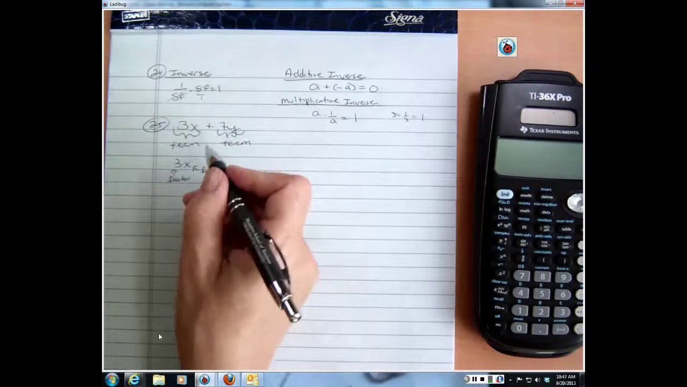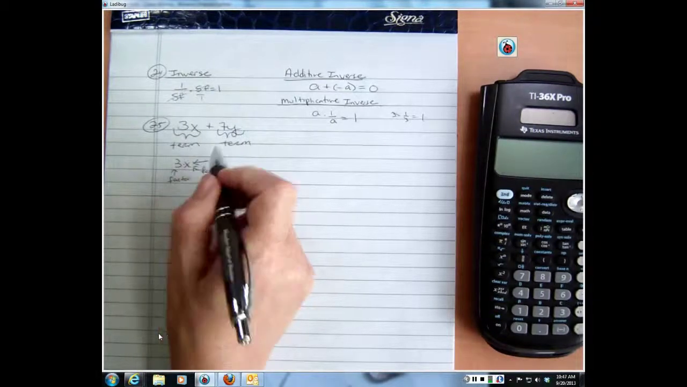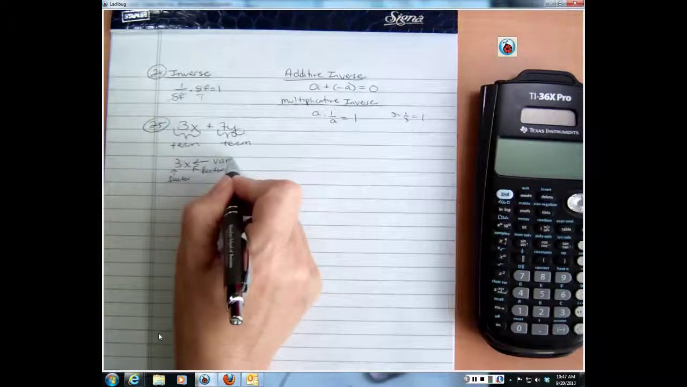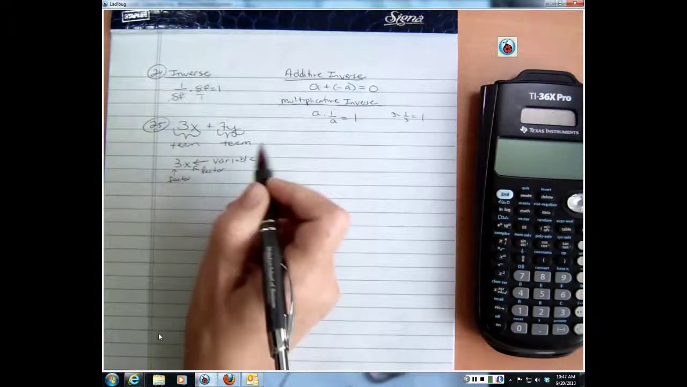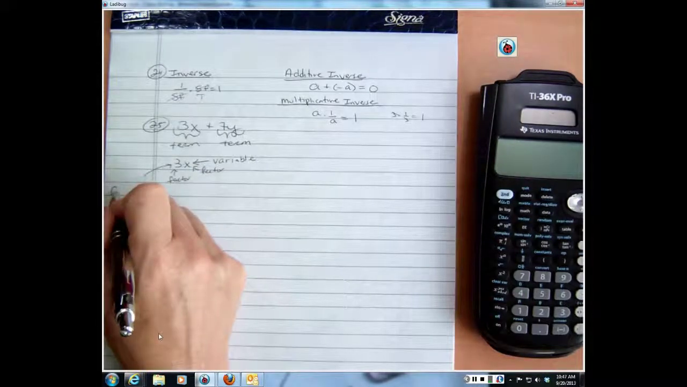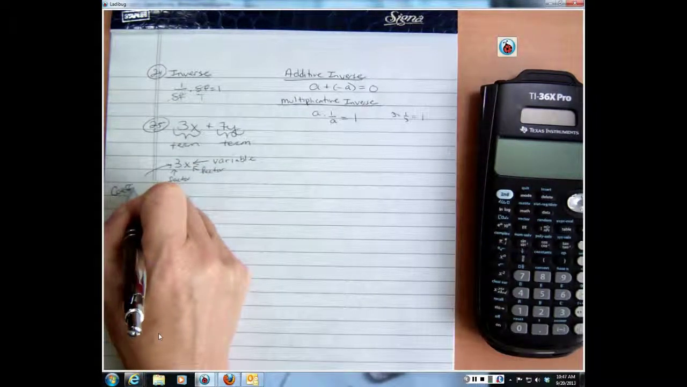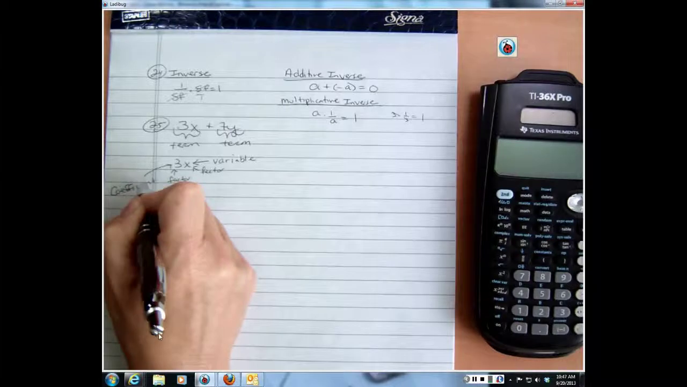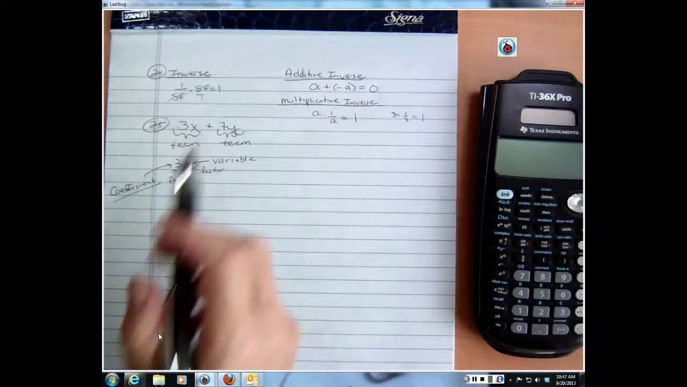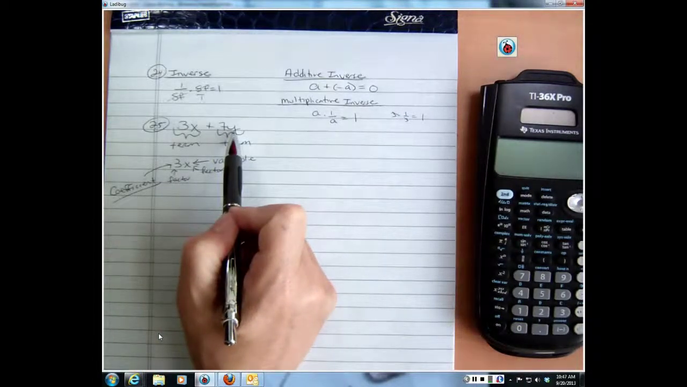But these factors have special names too. The x is the variable because it can change from problem to problem. And the 3 is the, anybody remember what that's called? Coefficient. The coefficient is the number that multiplies the variable. So they're both factors, but they have their special names, the coefficient and the variable. In this term, 7 is the coefficient and y is the variable.